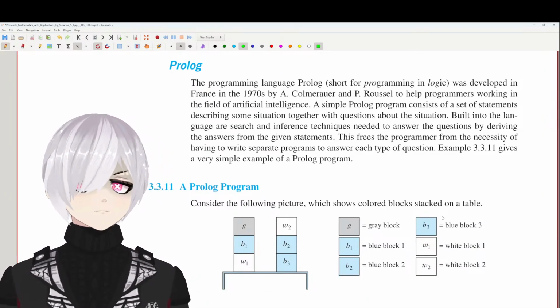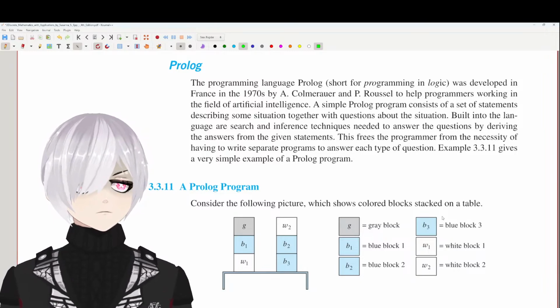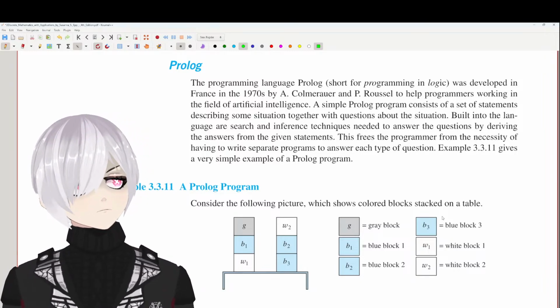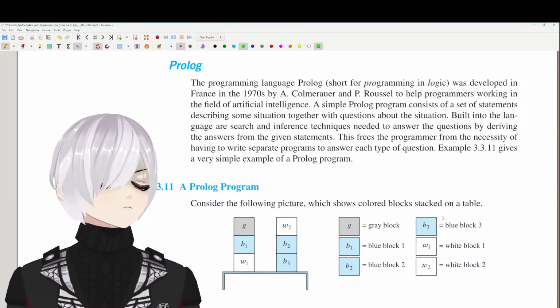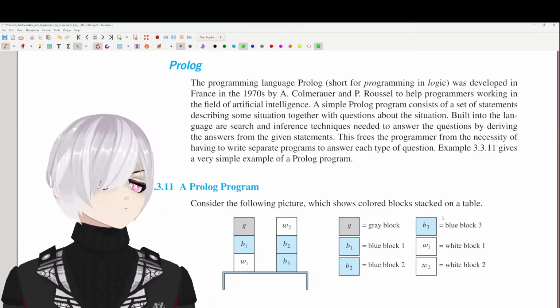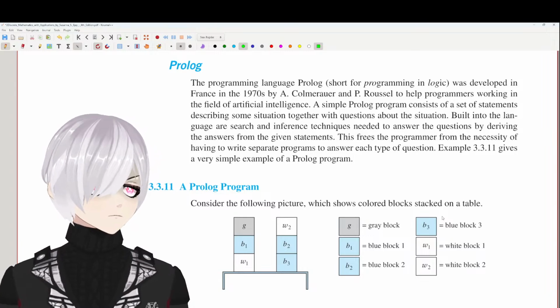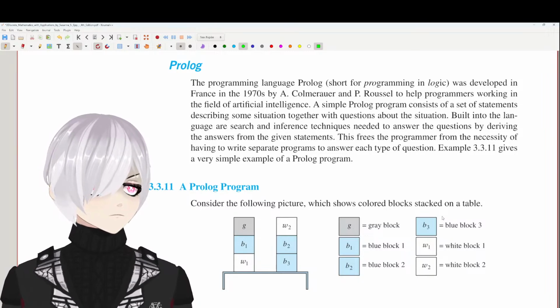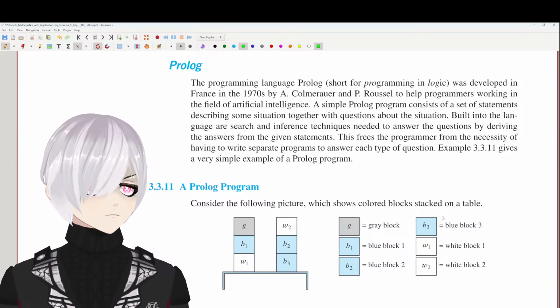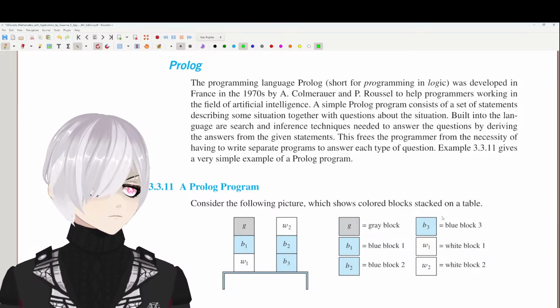So the programming language Prolog, short for Programming in Logic, was developed in France in the 1970s by A. Kolmerauer and P. Roussel to help programmers working in the field of artificial intelligence. A simple Prolog program consists of a series of statements describing some situation, together with questions about the situation. Built into the language are search and inference techniques needed to answer the questions by deriving the answers from the given statements.